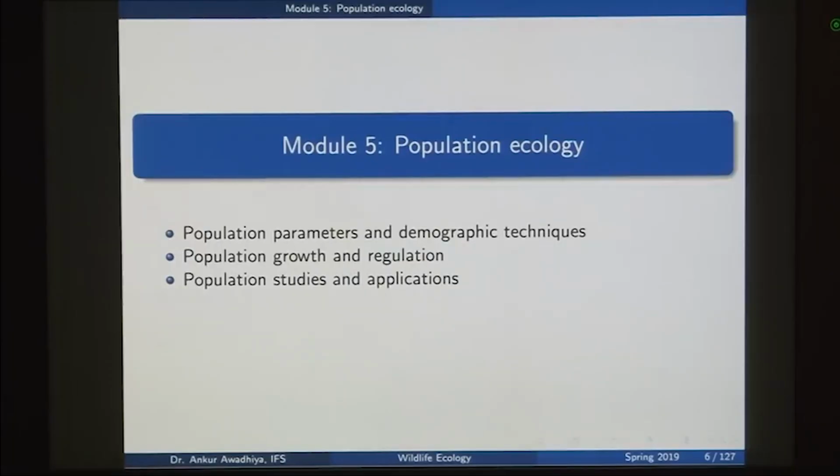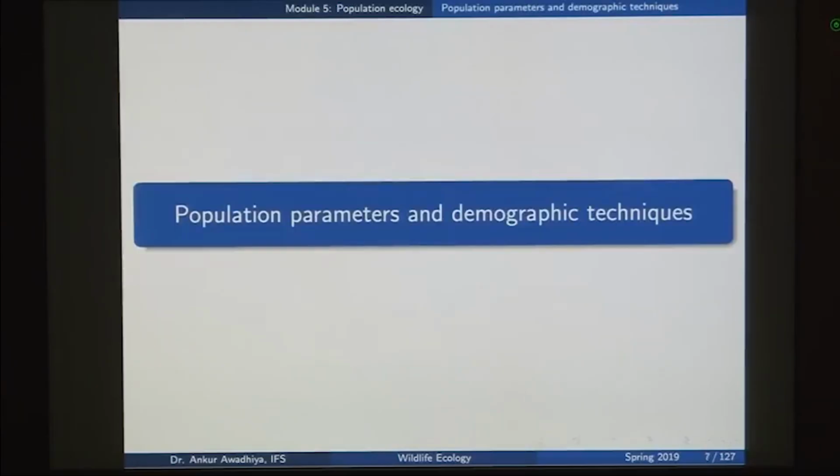Namaste. Today we begin a new module which is population ecology. In this module we will have 3 lectures. The first one is population parameters and demographic techniques. The second one is population growth and regulation, and the third one is population studies and applications of population studies. So let us begin with population parameters and demographic techniques.